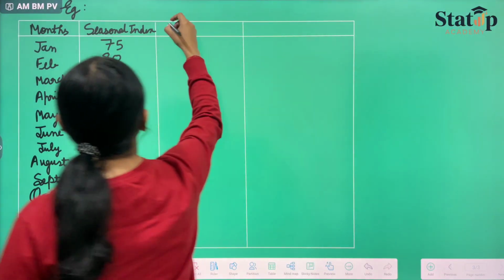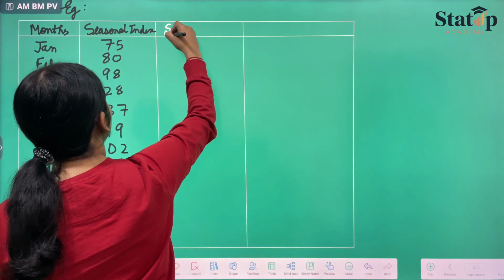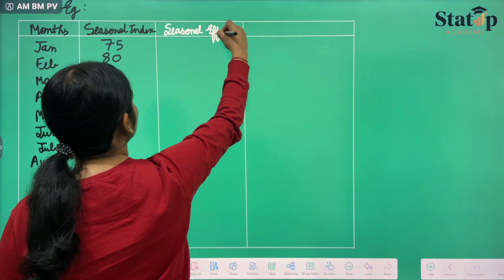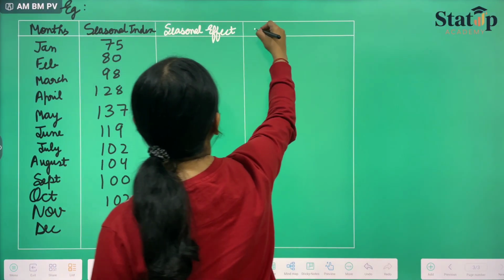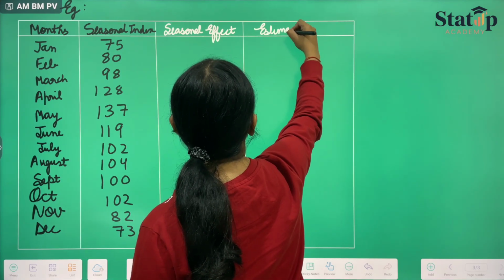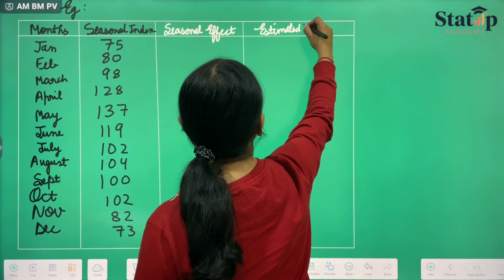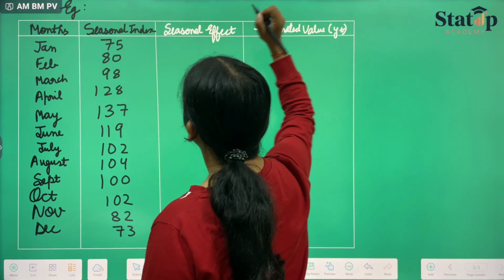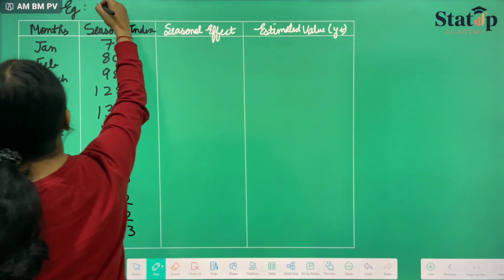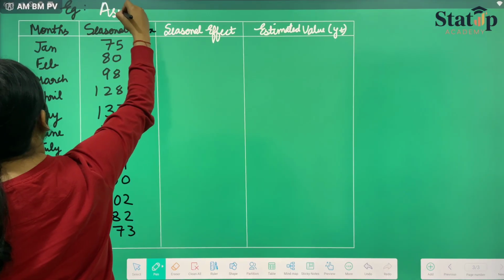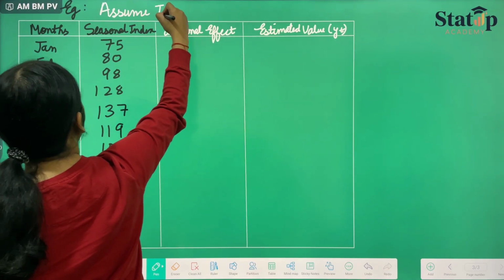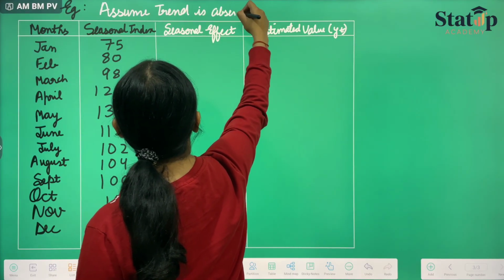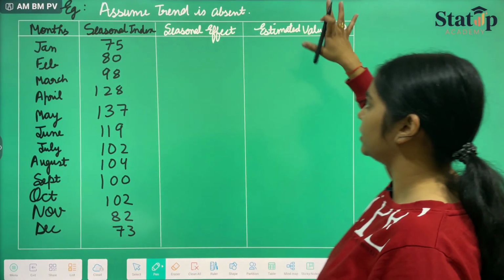first of all, we'll calculate the seasonal effect, and then we'll calculate the estimated value, or we can say YT, because the question says to assume that trend is absent or trend is not present. So we have assumed trend is not present.